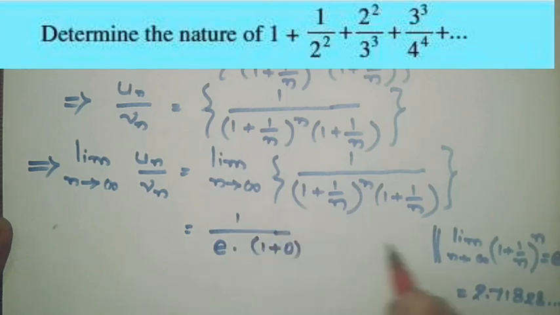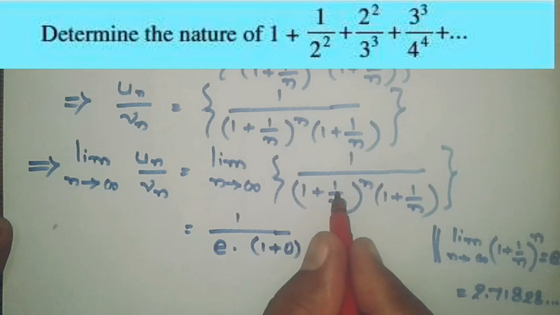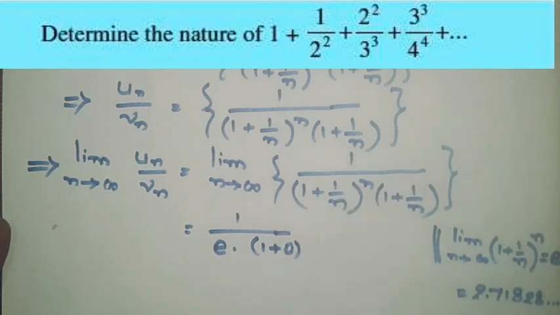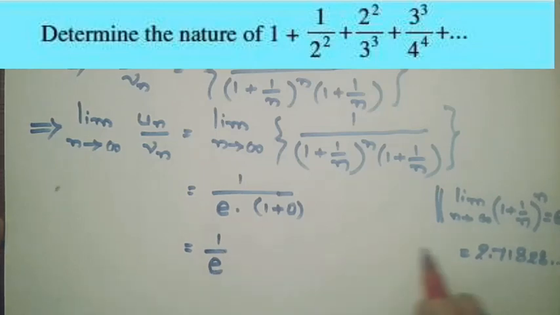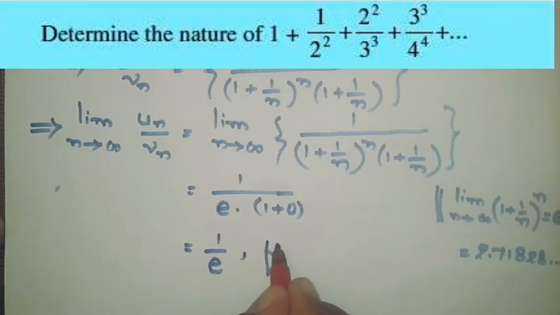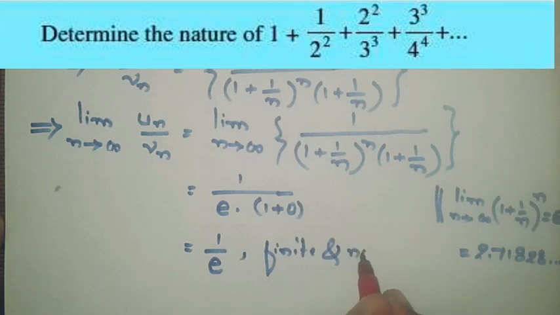So we have used this formula for the first limit. The second limit is direct substitution. So now the answer is 1 divided by e. The e value I have written here. So it is totally a finite and non-zero value. It is finite and non-zero.